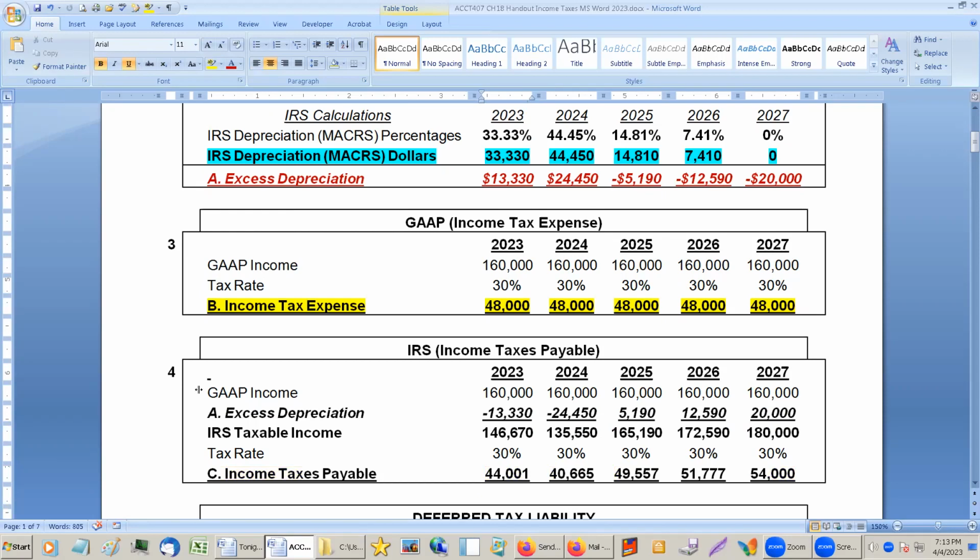because we're going to take our GAAP income. I should probably make that into certain colors. I'll make it red, I guess. We're going to take that same GAAP income and say, well, okay, now we have this excess depreciation from up here.